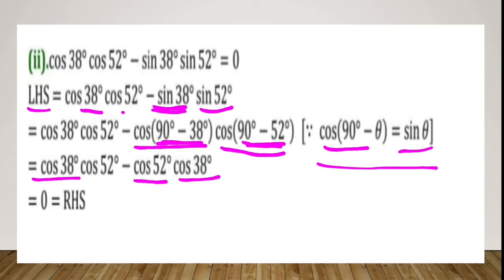So if you look at this expression and this whole expression, they both are the same, and the sign between these two terms is negative. That's why they will cancel each other and the resulting value will be 0, which is equal to RHS. Okay, in this way you have to verify this question.